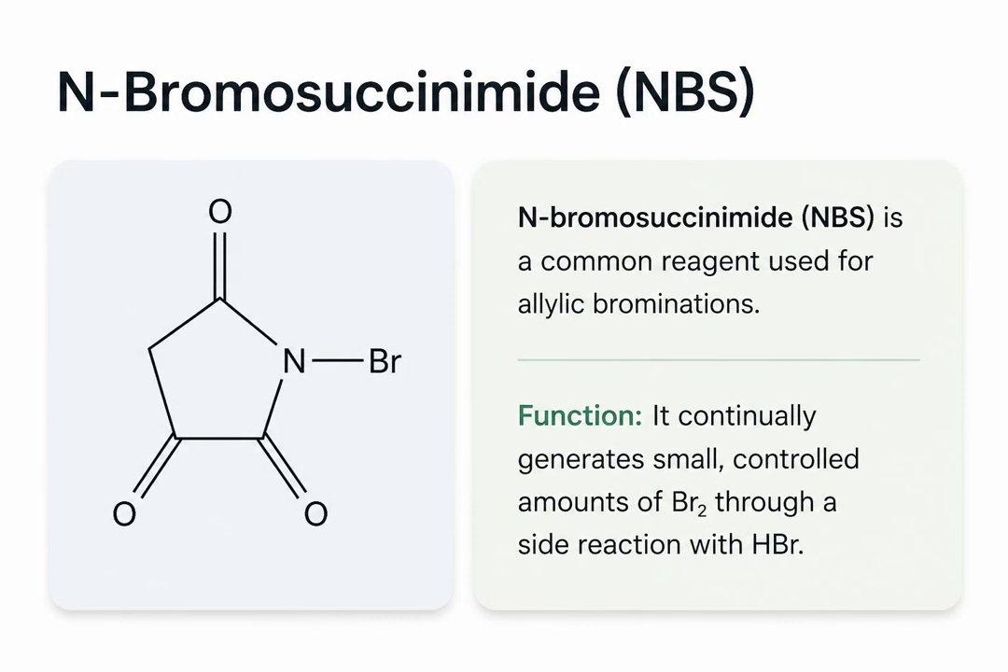In the laboratory, instead of using hazardous bromine gas directly, chemists frequently use N-bromosuccinimide, or NBS, for these allylic brominations. NBS is fantastic because it reacts with trace amounts of HBr in the flask to slowly and continuously generate very low concentrations of molecular bromine, which keeps the radical chain reaction running smoothly without unwanted side reactions.